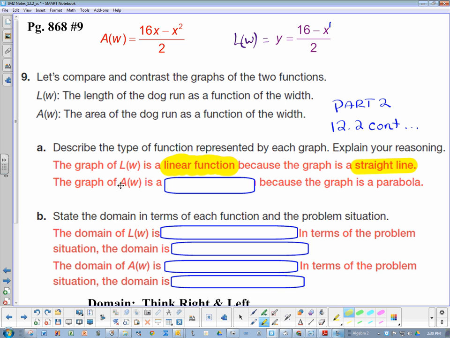All right, moving down here, it says the graph of A of W. This is an area model. So we know area is length times width, and how many dimensions? 2. Well, look up here. Look at the degree. Well, the graph is a parabola, but what's under here? This is a quadratic function.